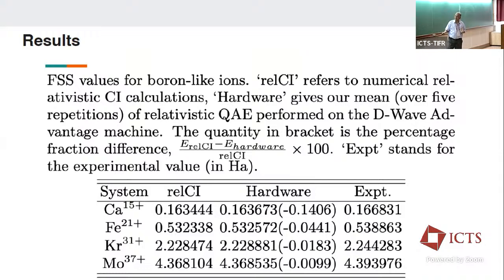If I'd done this on a gate-based computer, the agreement would not be 99%, but more like 20% or even less. So the point that I'm making is that if you can express a problem, and we can in atomic physics or molecular physics, in terms of a variational principle, then you can use a quantum annealer.